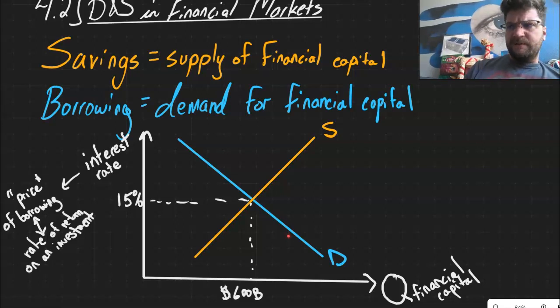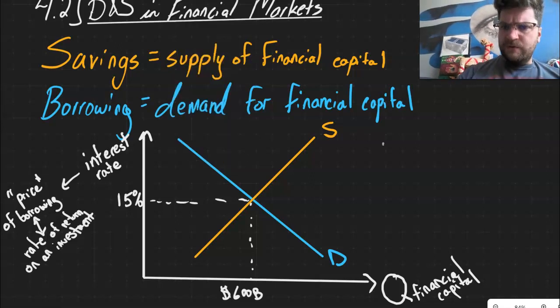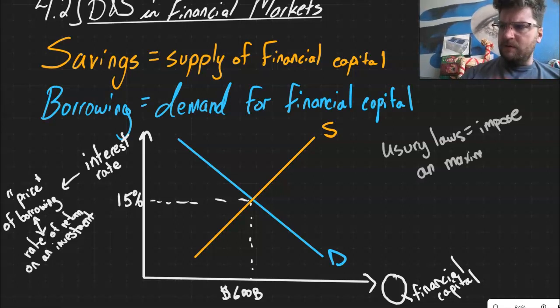So the next and last part that we're going to talk about in terms of section 4.2 is looking at a price ceiling in terms of financial markets. So we have usury laws, right? Usury laws are laws that impose an upper limit or a maximum interest rate lenders can charge.